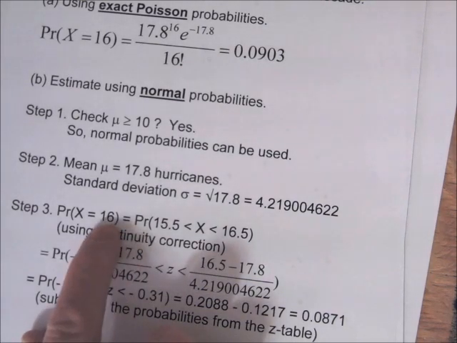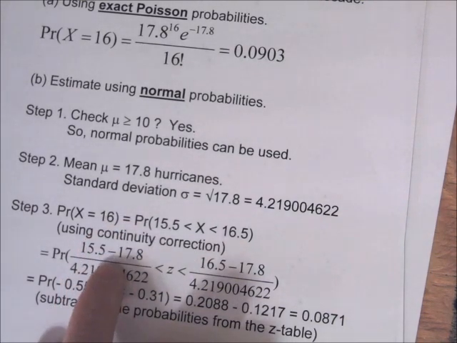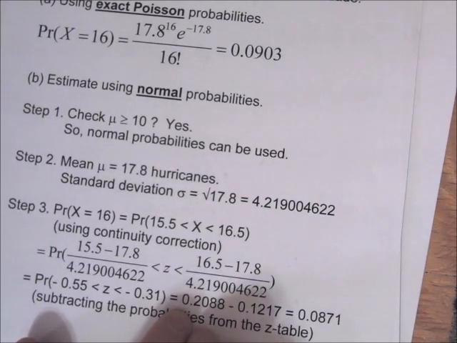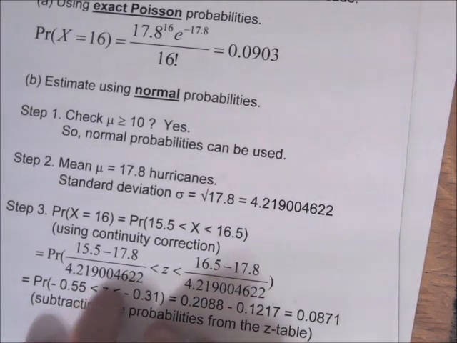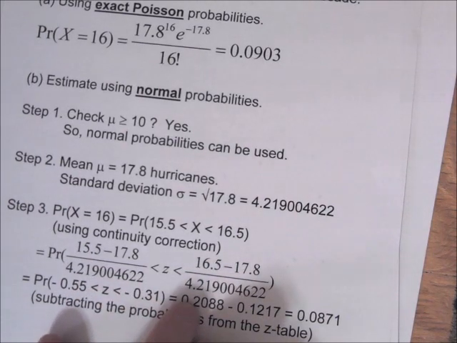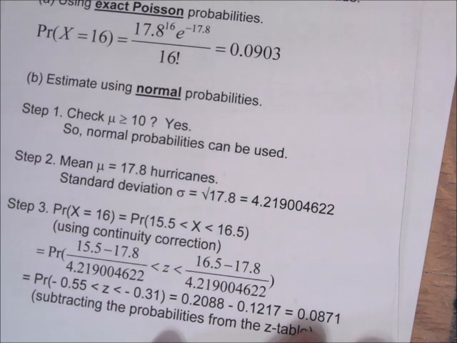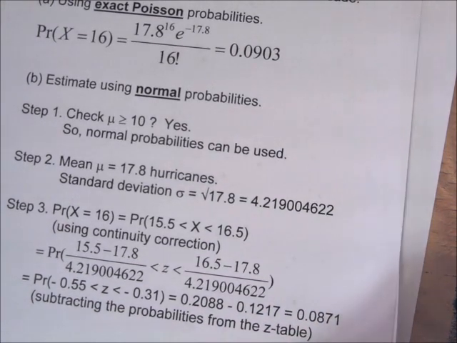So we add and subtract 0.5 to the 16. Then make things into z-scores by subtracting the mean and dividing by the standard deviation. This comes out to be negative 0.55. This was negative 0.31. Look up each of these numbers in the table and then subtract because we want the number in between. These are like signs, so if you have z between a negative and a negative, you want to subtract the numbers in the table, and that gives an answer of 0.0871.